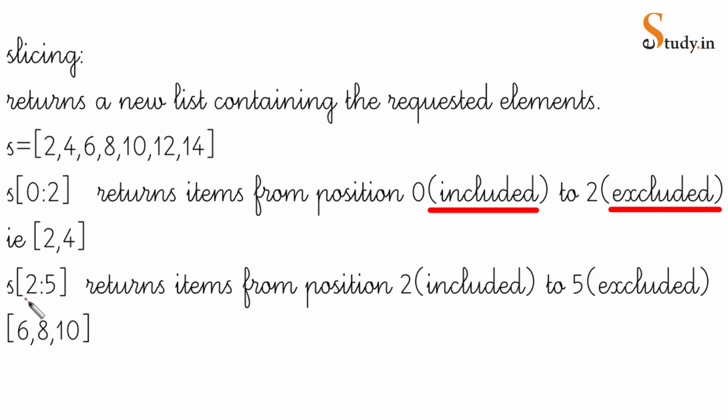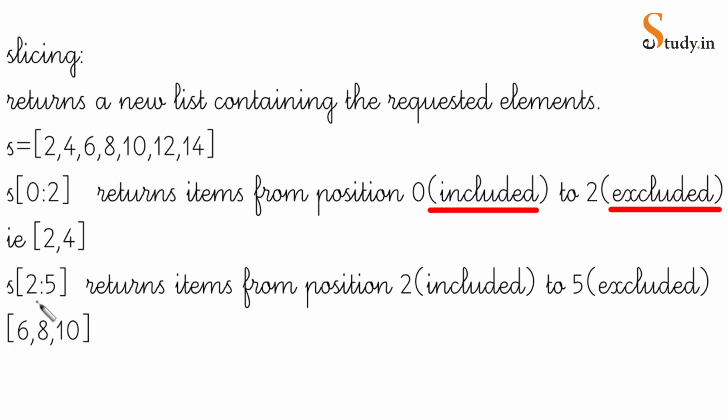Now let's take up another example. We have written 2:5. So basically 2:5 means starting from second position, second index, give us the elements till 4th. 5th element is not included. So 5th is excluded. So it will give us elements at the second position, at the third position, and at the fourth position. So what is the element in the second position? This is 0, this is 1, this is 2. So 2, 3, and 4. So it is giving us 6, 8, 10.